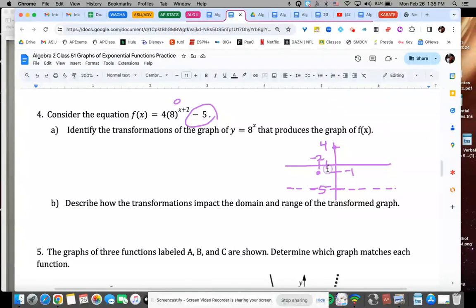So how about I try a -1 instead? If I put -1 in for x, -1 plus 2 is 1. 8 to the first power is 8. 8 times 4 is 32. 32 minus 5 is 27. So it's still way up there at 27 somewhere. So you can see this is going to go up really quickly. Boom, boom, boom. Way fast. And that helps me figure out the shape because I know on the other side it's going to approach the asymptote.